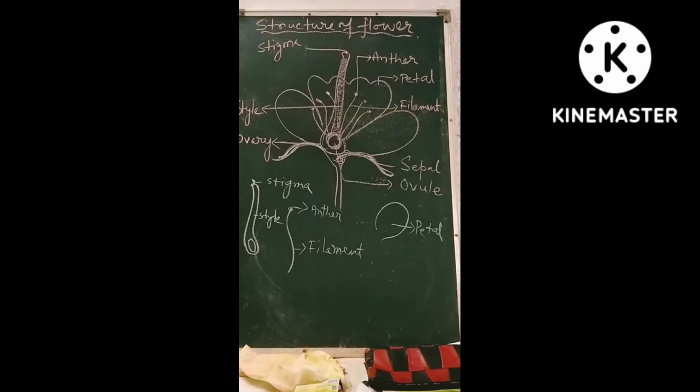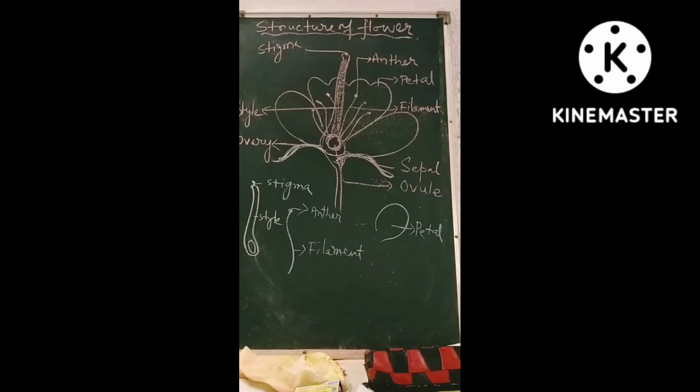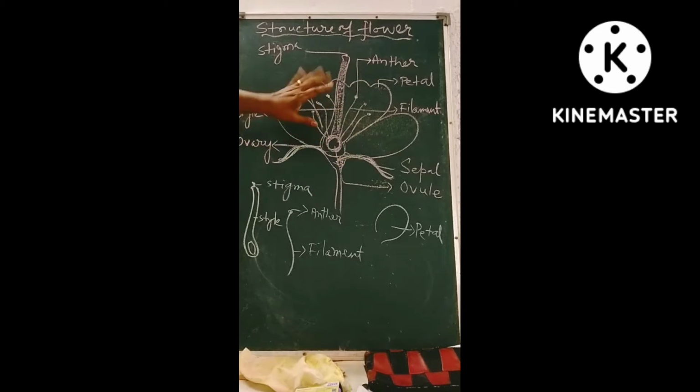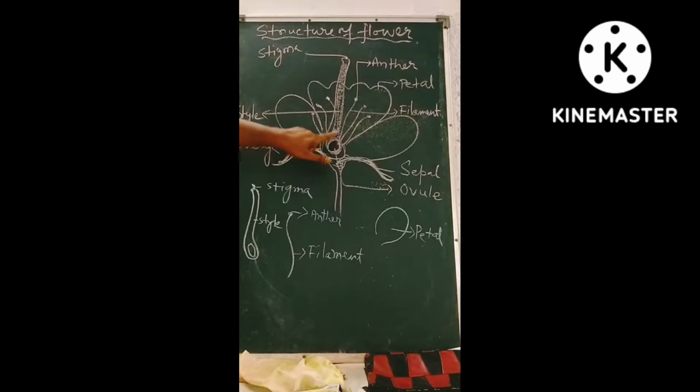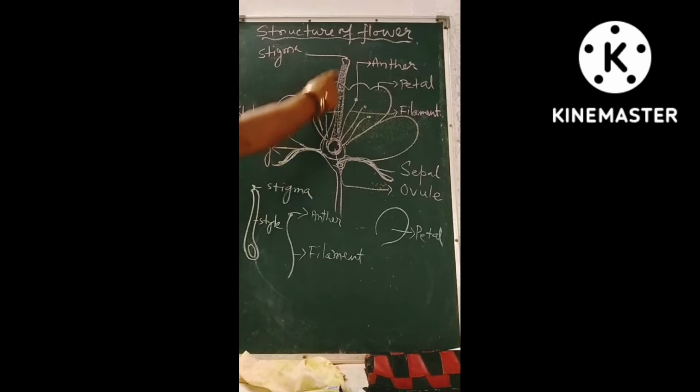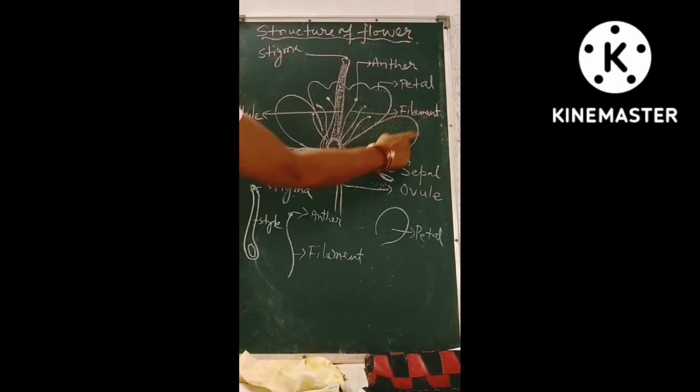Today we learn about the structure of the flower, where a flower has many parts: sepal, petals, filament, anther, this is called stigma, and this part is called style, this is ovary, and this produces ovules, and these are the sepals. The different parts are given over here. This big part is the sepal, this is the style, which is a pipe-like structure. At the top, it is called stigma. Then this part is called filament, and this is anther, and this is called petal.